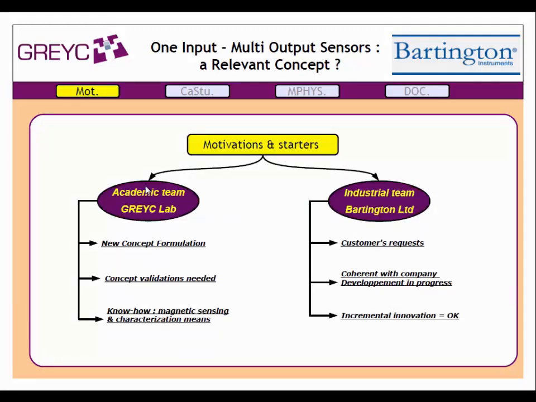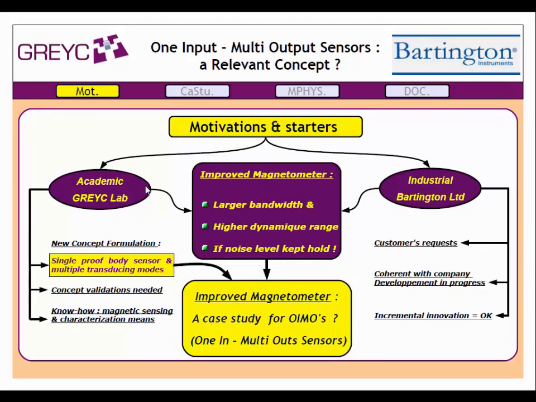So the starters. On one part, there is an academic team. Me, I am from the University of Caen, and there is an industrial team, that is Bartington company in the UK. So the company has some customers' requests. They have development in progress. There is an incremental innovation, so not too risky. We have a new concept formulation, and it can match this. So we decided to work together in order to build an improved magnetometer.